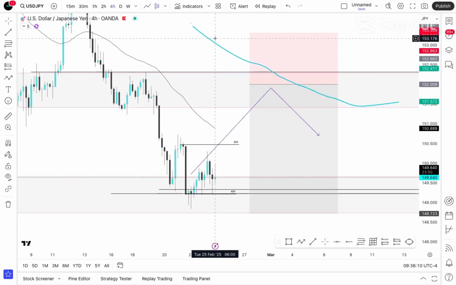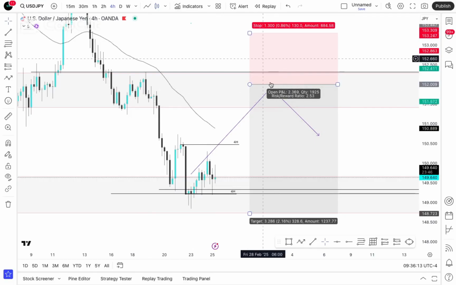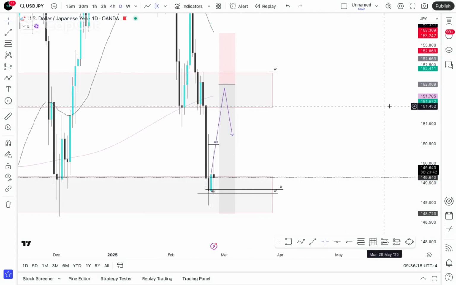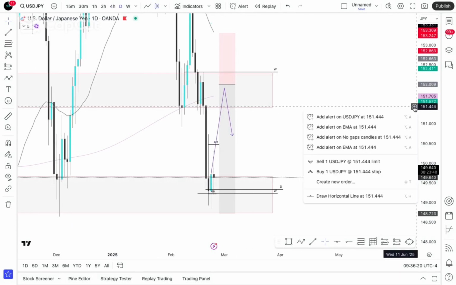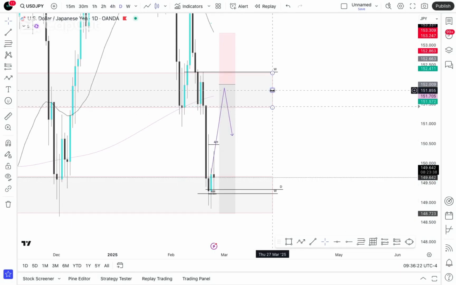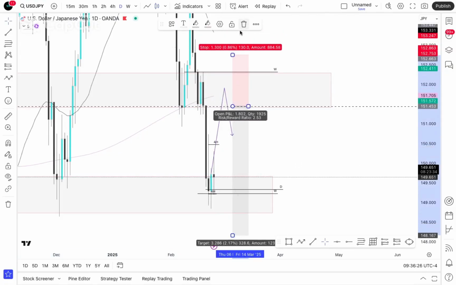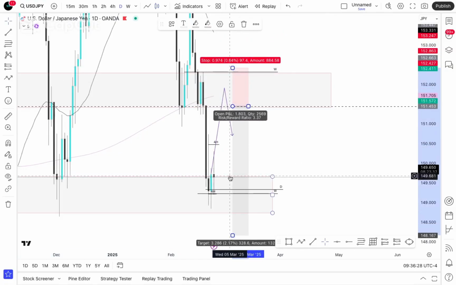Pretty simple. We're gonna be waiting just for the price to come up to this area. I'm just gonna put an alarm on the previous structure point of the daily. That is this one. In that way, we get a notification when we are there. We start tracking the trade.